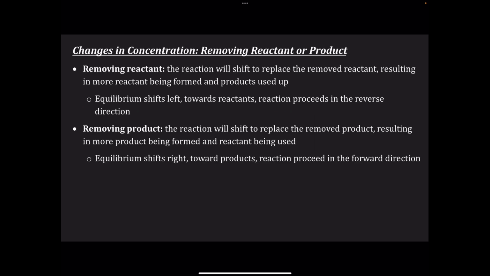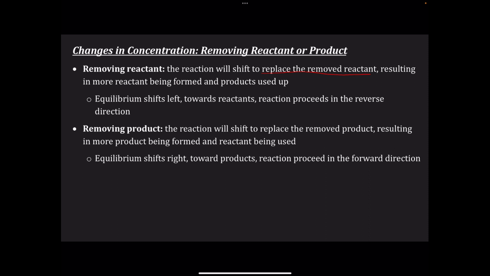Now, the other change in concentration that we can do is to remove reactant or product. So if we're removing a reactant, the reaction will shift to replace whatever we removed. And so we take reactant away, we're going to shift to replace it so that we get more reactant being formed and products being used up. So the ways we can describe this, the equilibrium shifts left, or it shifts towards the reactants. The reaction proceeds in the reverse direction.